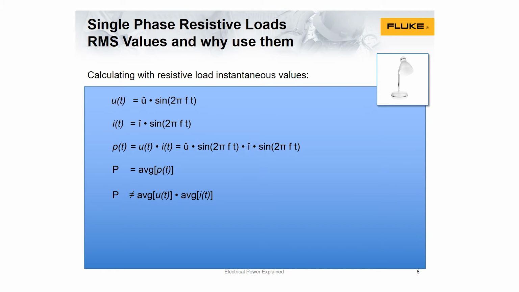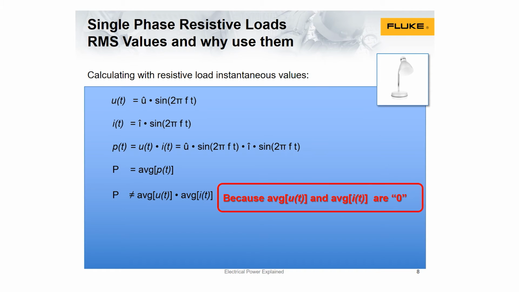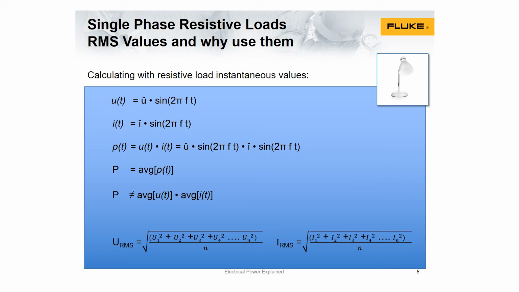We can't, however, find this average power by multiplying the average values of voltage and current, because the average values of a sine wave are 0. We therefore need to get rid of the negative parts of the signal, and RMS is the most useful way of doing this. Separate out the instantaneous values of the varying voltage into n instants, and the RMS value is defined by U_RMS equals the square root of the mean of the squares.